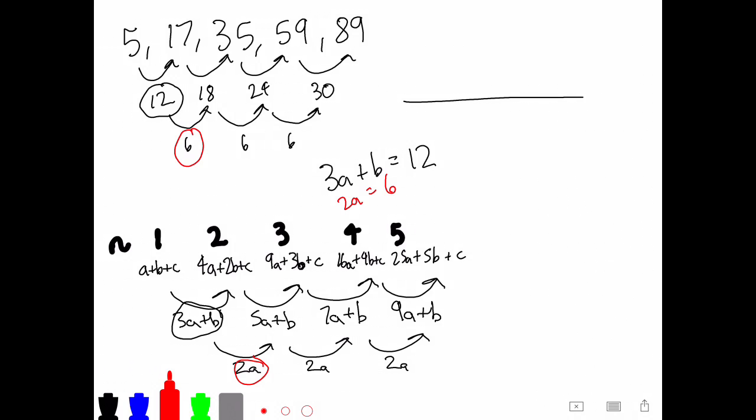Then we need to work out what c is. So we know that the first term is a plus b plus c. A plus b plus c is equal to this first term over here. So a plus b plus c equals 5. So how do we work out what a, b, and c are?